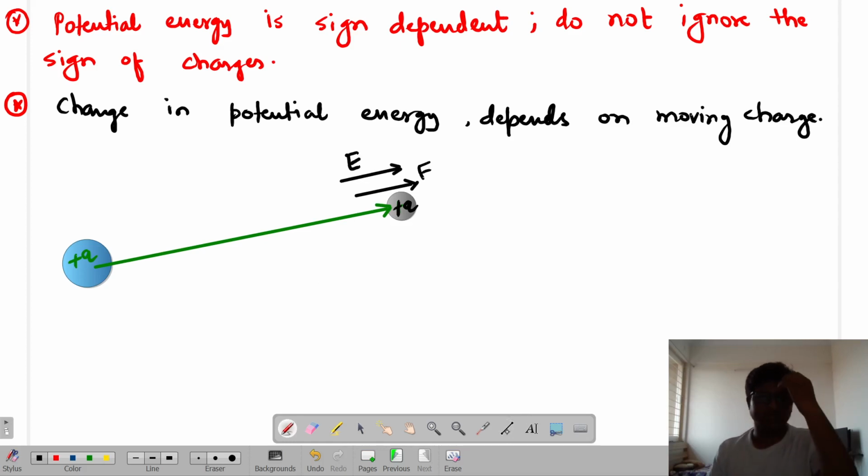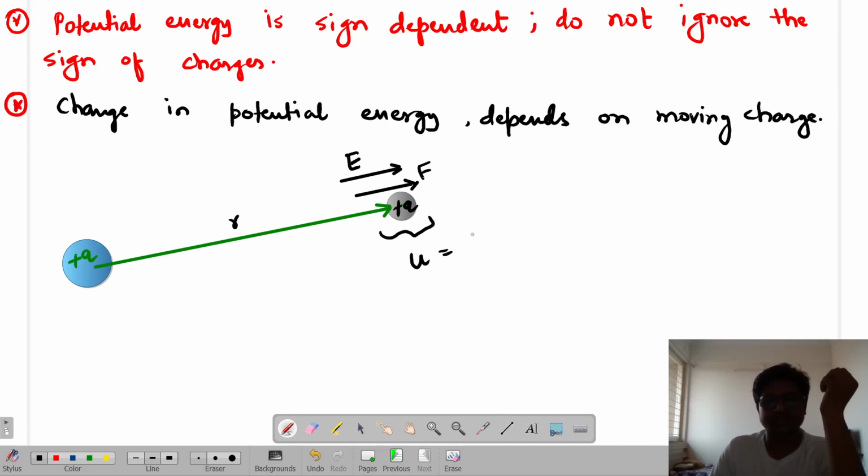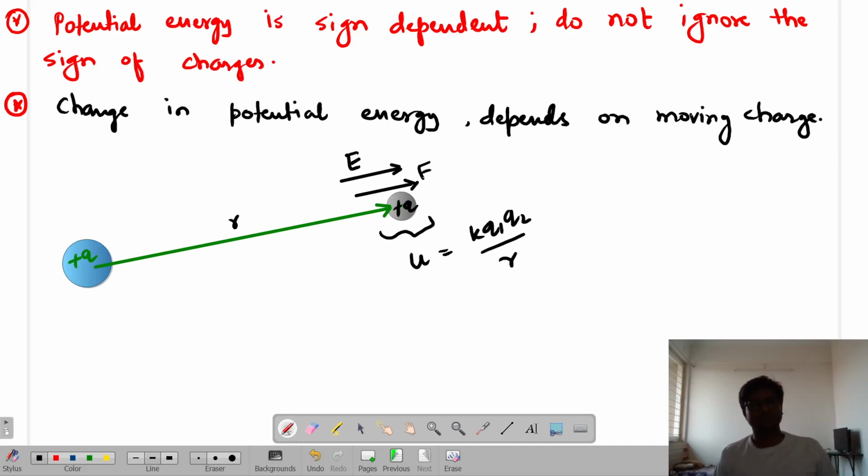And then suddenly it gets its interaction potential energy. If it is at R, its potential energy is defined as K Q1 Q2 by R. Think about it yourself: if this charge comes from here to here, once again, its potential energy will change or not?